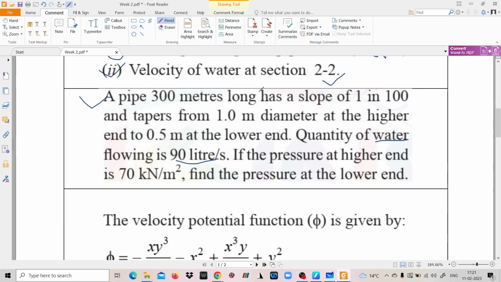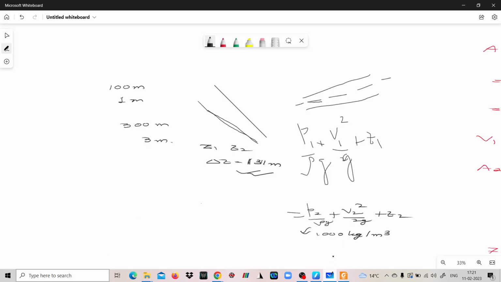Then what else is given to you? The discharge is given to you. Since the diameters at both ends are known to you, you can very easily calculate V1 and V2. How? V1 is equal to Q by A1 and V2 is equal to Q by A2, where A1 is equal to pi D1 square by 4 and A2 is equal to pi D2 square by 4. The value of D1 and D2 is given to you.